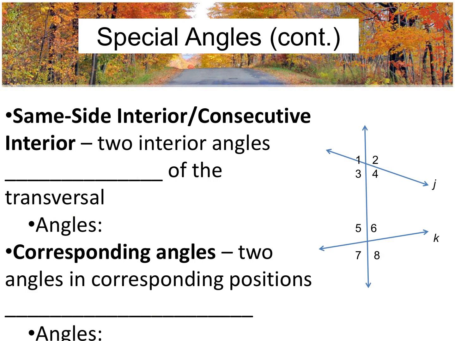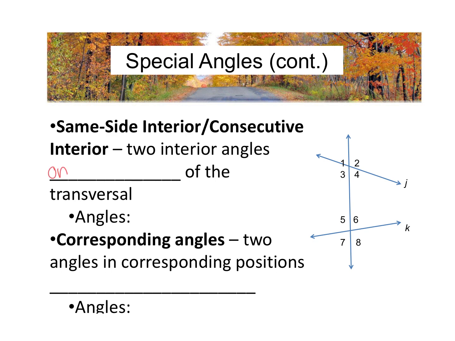All right, we still have some more special angles. Please do not know this as same side interior. You could know it's the same side, yes, but consecutive interior is the correct name. So on your test, on your quiz, you'll have to name it as consecutive angles, okay? Consecutive interior angles. So looking at consecutive interior angles, two interior angles on the same side of the transversal.